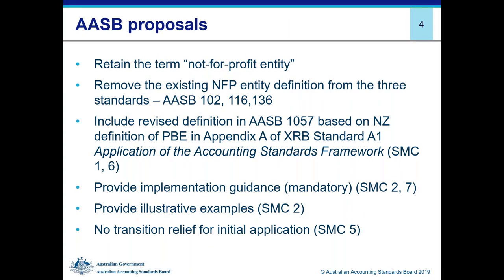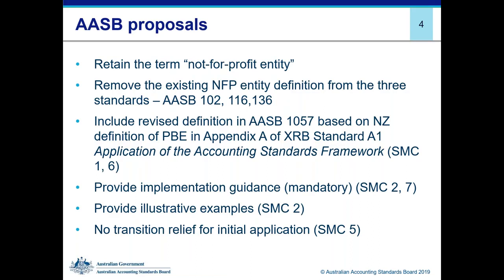What then are the AASB proposals in ED 291? Well, firstly, yes, to retain the term not-for-profit entity, particularly to remove the existing definition which appears in 3 standards. So the lucky 3, 102, 116 and 136.